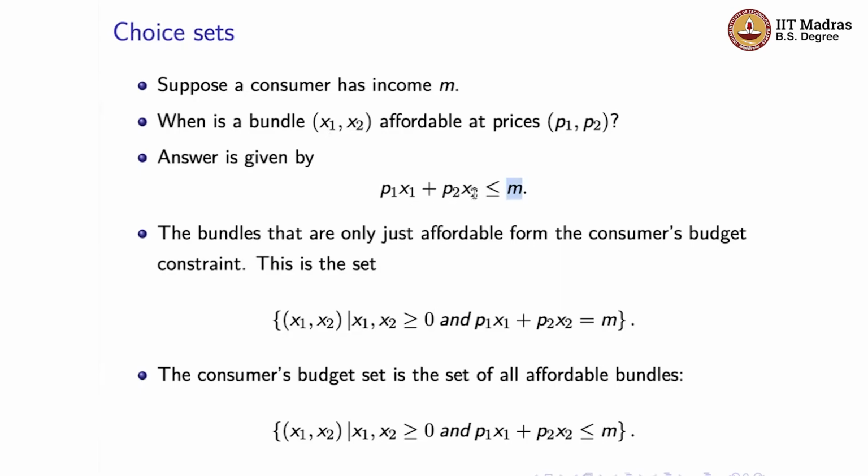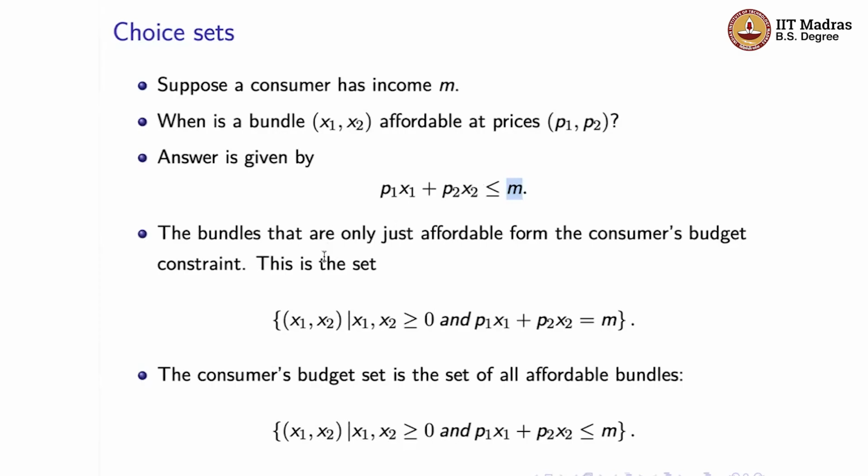However, if P1 X1 plus P2 X2 is strictly greater than M, then the consumer can no longer afford to buy this, right? So that's basically the description that we need. And so there are a couple of terms associated with the characterization of these choice sets.